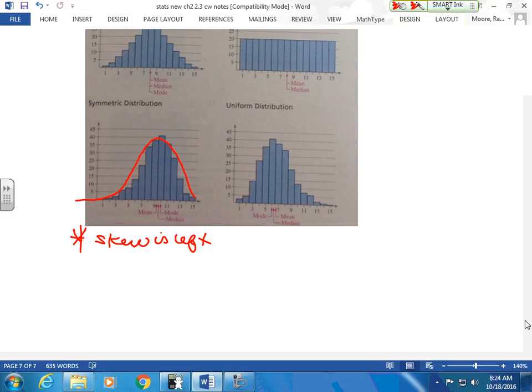What the skew does is pull the mean towards the skew. So instead of being uniform, if this were uniform, my mean, median, mode would be in the middle. Right now, my median is smack in the middle. My median's in the middle of this guy. But look where my mean is. My mean is to the left. This is what this means.